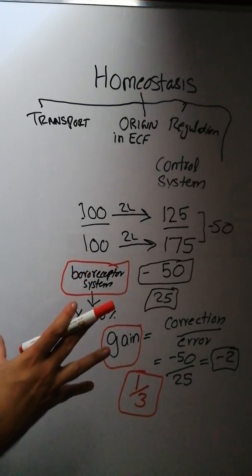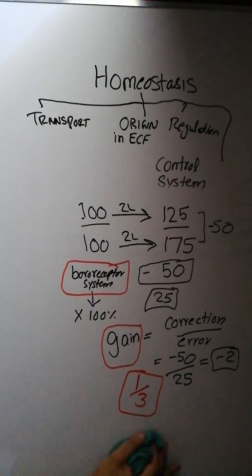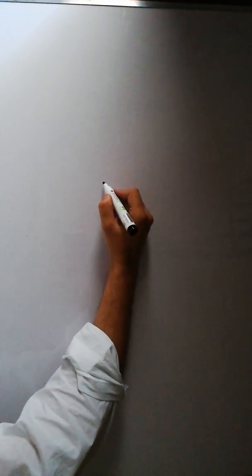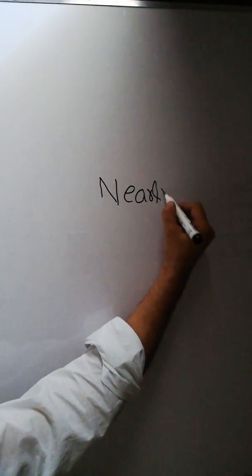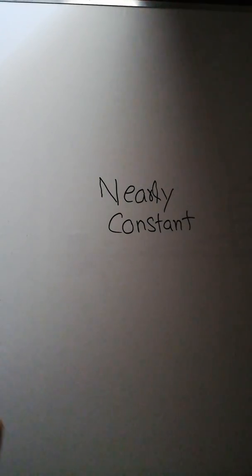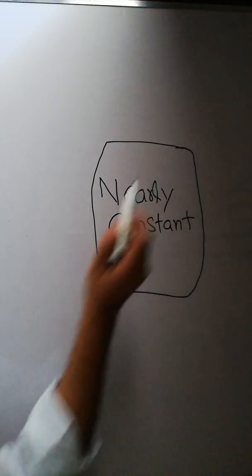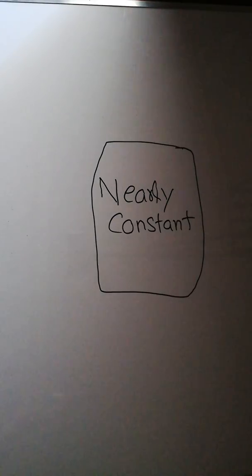So today our lecture about homeostasis concludes, and here we end with the gain of the system. To summarize this lecture, we just need two words: nearly constant, through all these processes which we have been discussing. The aim of the human body was to maintain a nearly constant level of each and every substance: nearly constant temperature, nearly constant pH, nearly constant blood pressure, nearly constant level of sodium, glucose, potassium, magnesium, and phosphate.